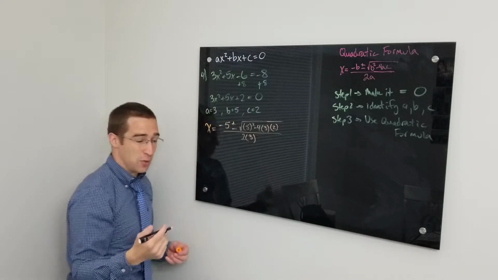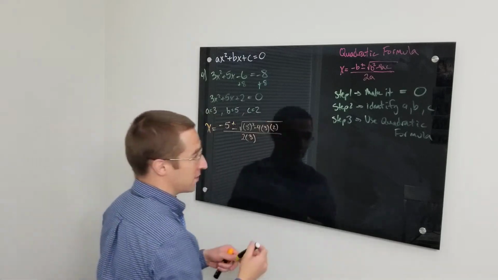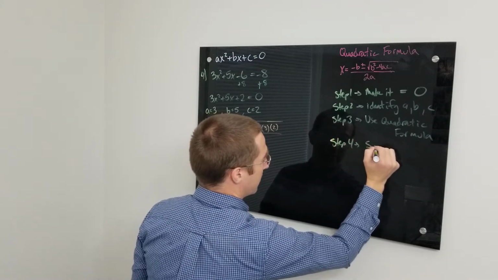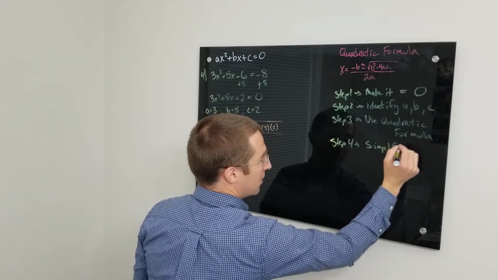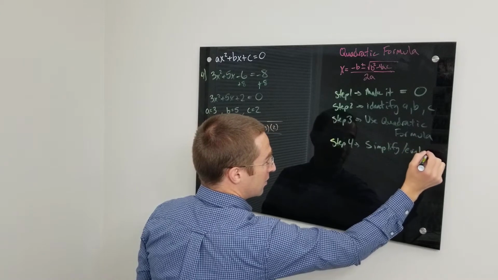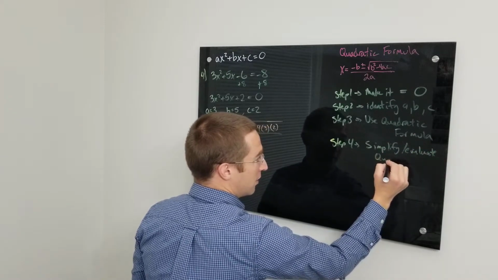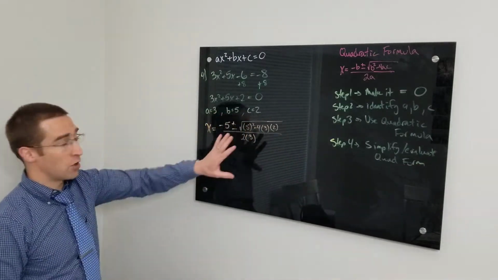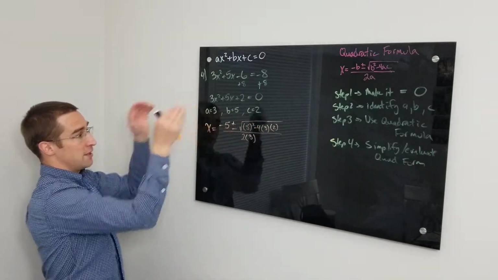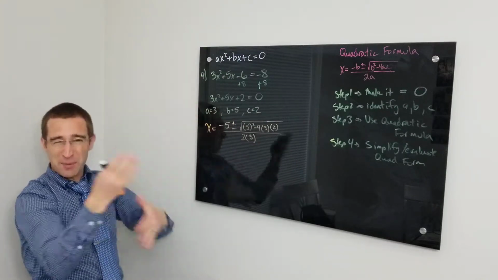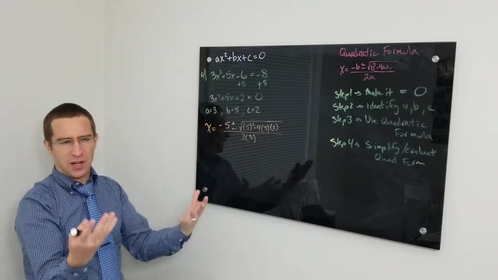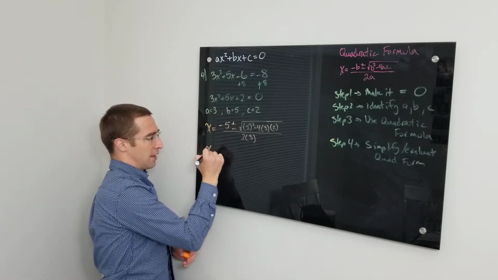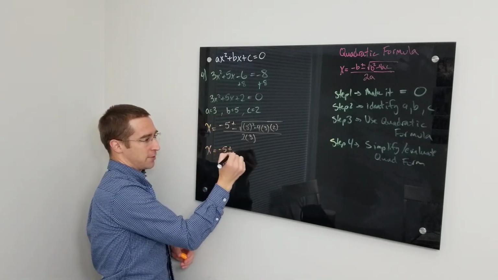Okay, so now we just have to go about simplifying, right? So step 4 is simplify / evaluate the quadratic formula. We got our A, B, and C. We use the quadratic formula. Now we got to simplify it, evaluate it, figure out what x is equal to, and then we're going to write our answers. So here we get x equals -5 plus or minus square root.